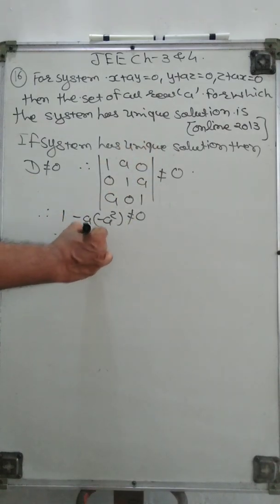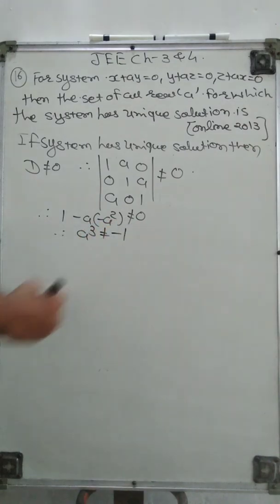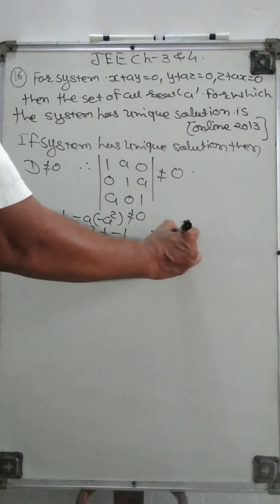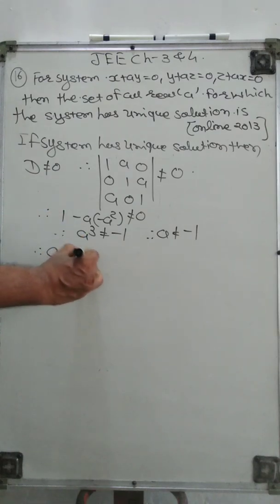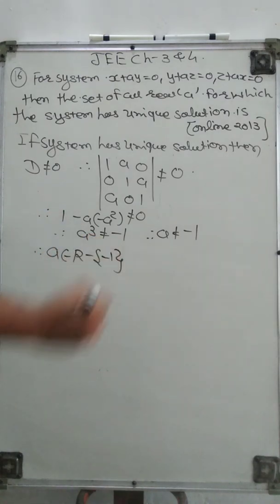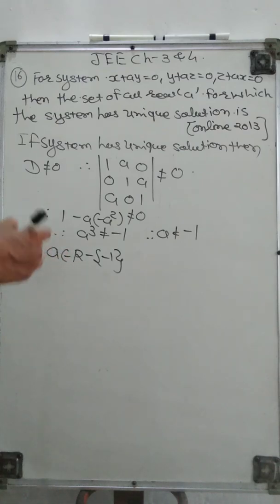Therefore a cube is not equal to minus 1. It means a is not equal to minus 1. Remember that a is not equal to minus 1 means a belongs to any real number, but it is not minus 1. Therefore, for a belongs to R minus {minus 1}, we get the unique solution for the equation or system of equations, right? So this sum is also quite good.